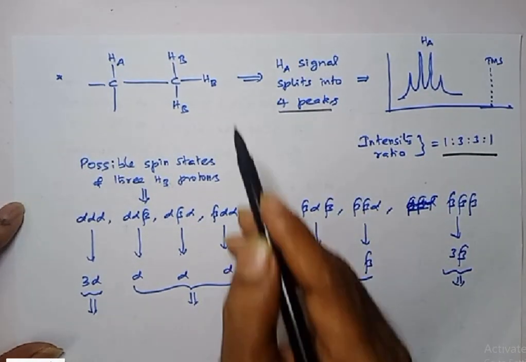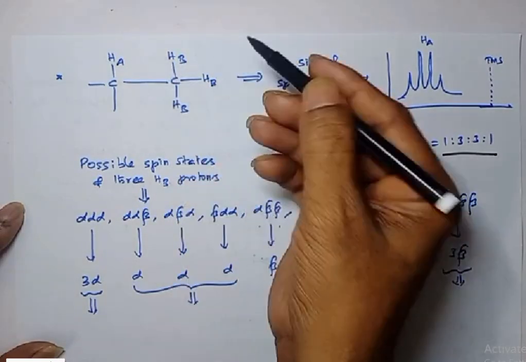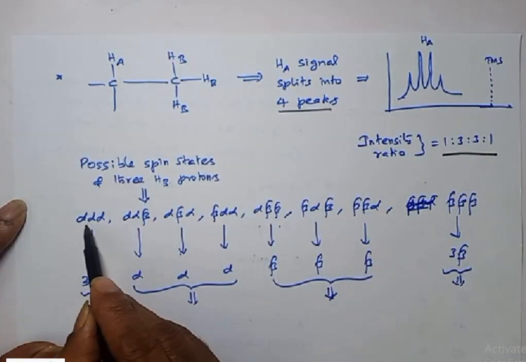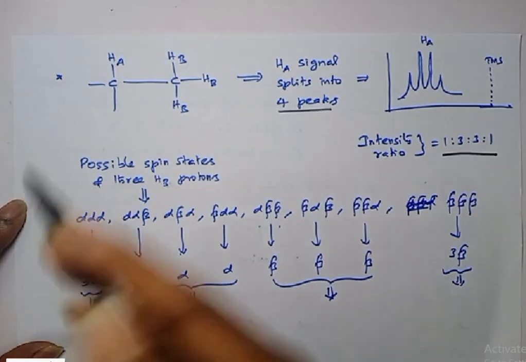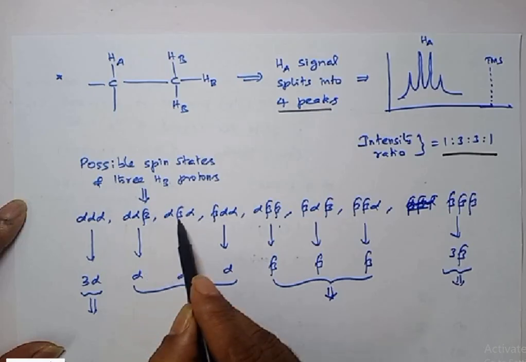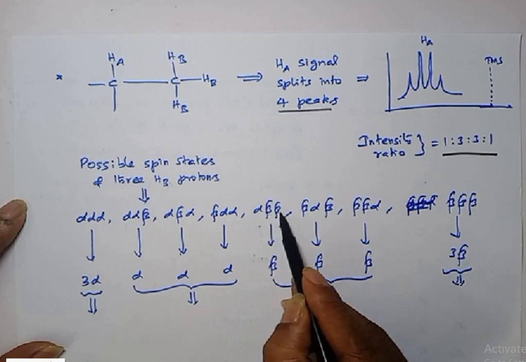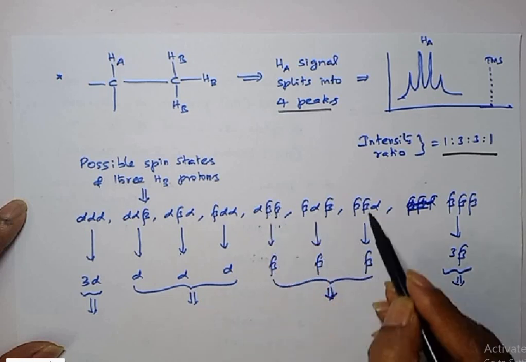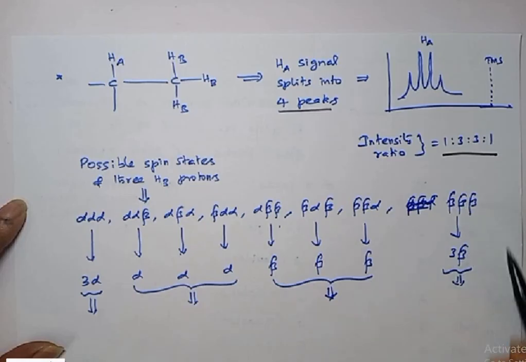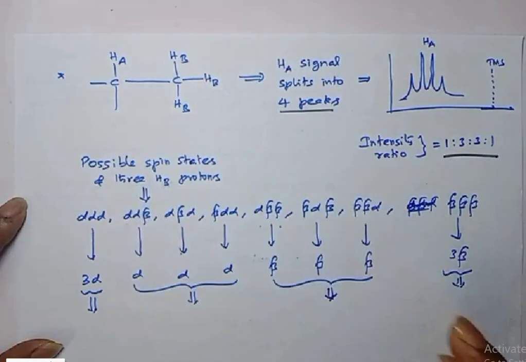The reason is that these 3 HB protons are all equivalent, but the spin states need not be equivalent. In one molecule, all the 3 HB protons may have alpha, alpha, alpha. In another molecule, 2 HB protons may have alpha, alpha, and one may be beta. And what are the other possibilities? Alpha, beta, alpha. Beta, alpha, alpha. Alpha, beta, beta. Beta, alpha, beta. Beta, beta, alpha. Then all the 3 protons may have the same spin state, beta, beta, beta. So these are the different possibilities of the spin states of HB protons.